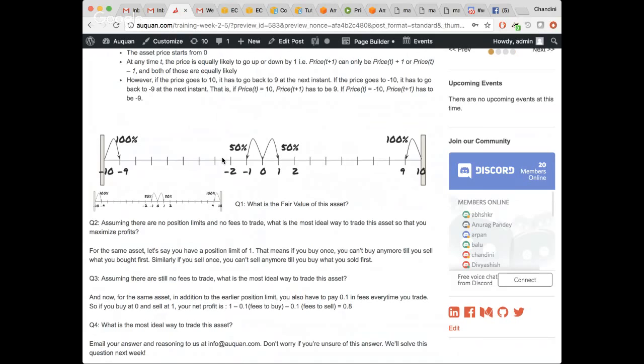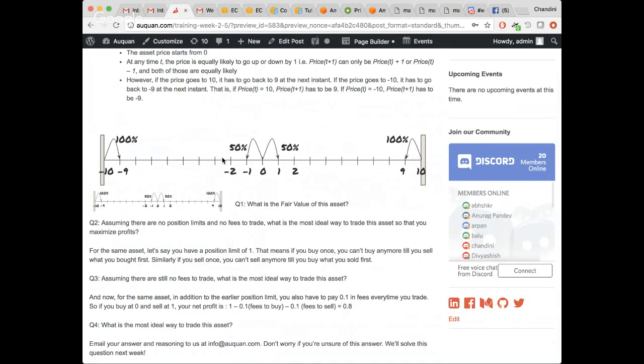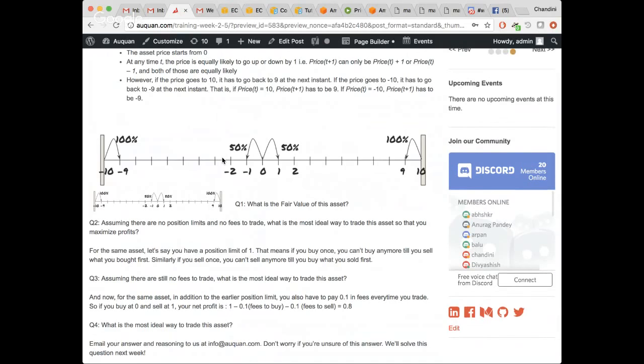I'm just going to quickly go over this question once more for those who missed it. You have a stock that behaves like this. If it's at 0, it can go to -1 with a 50% probability or go to 1 with a 50% probability. At 1, it can go to 0 with a 50% probability, or 2 with 50% probability. So at any point in time, there's a 50% chance it moves up and 50% chance it moves down by 1.